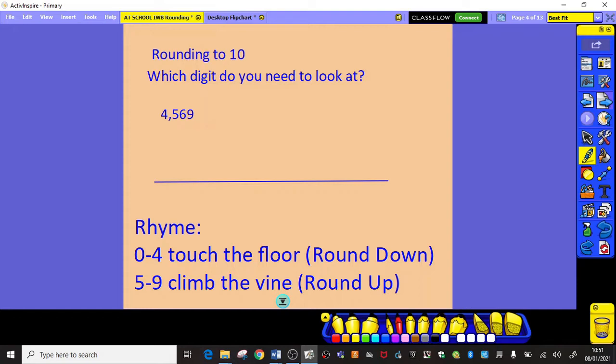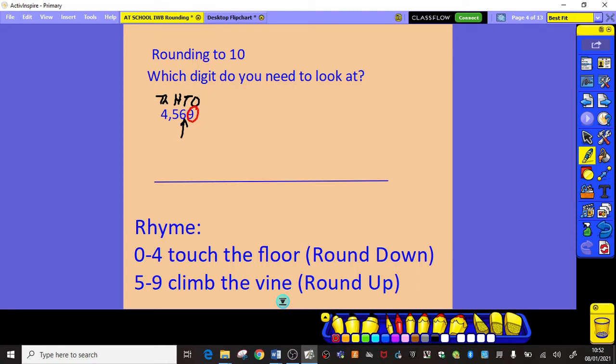So rounding to the nearest 10, which digit do I need to be looking at? Well, I need to look at my tens column. If I label my thousands, my hundreds column, my tens column, and my ones column, we can see that it's this column here is the one that I'm looking at. That's what I'm looking to round to. That is my tens column. Then I need to look at the digit before that. And my digit before it is in the ones column, and it's a 9.